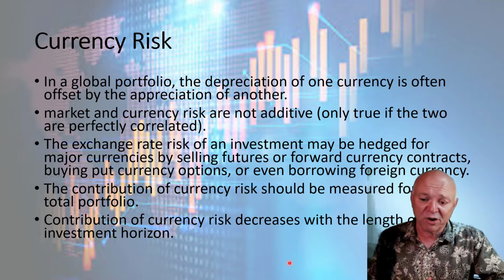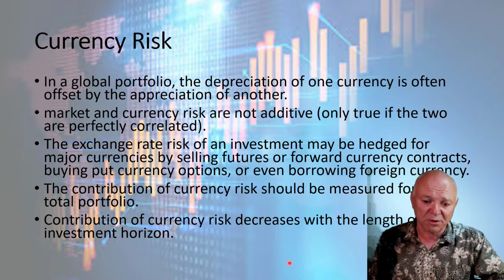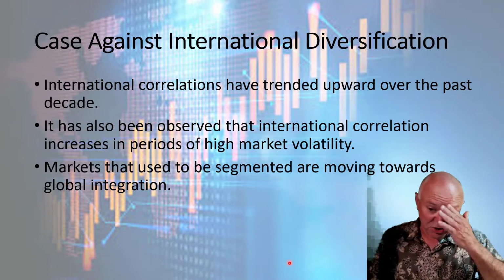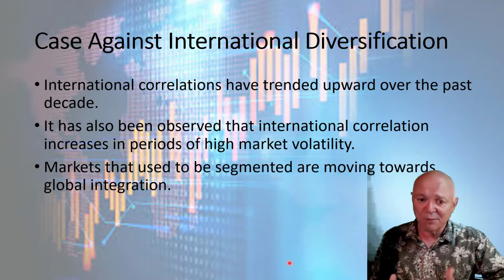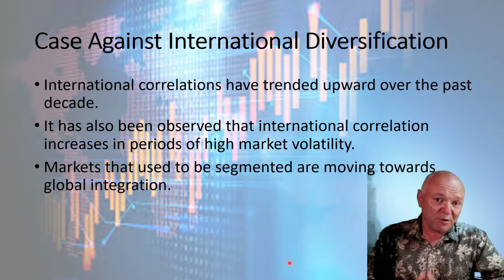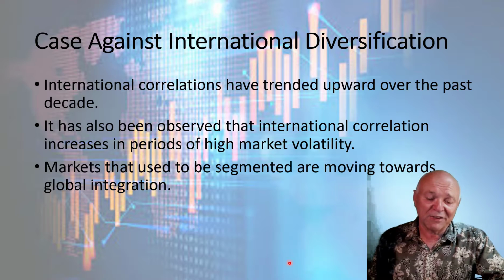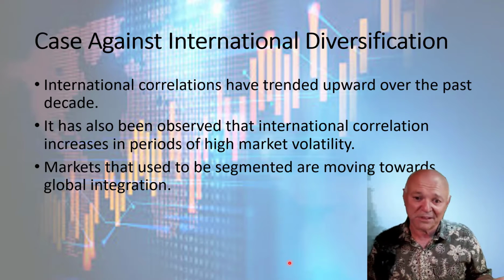The contribution of our currency risk is also going to decrease with our investment horizon because while we're not very good at predicting short-term currency risk, we are quite good at the long term. Now, we have to remember there also is a case against international diversification. One of the major things that we've seen is that international correlation has trended upward as the world's become more of a global economy. Of course, the world is moving the other way at the moment, so that may be a reduced factor. It's also been observed that the value of our correlation increases at times of high market volatility. So when you really want the diversification to work, sometimes it doesn't.